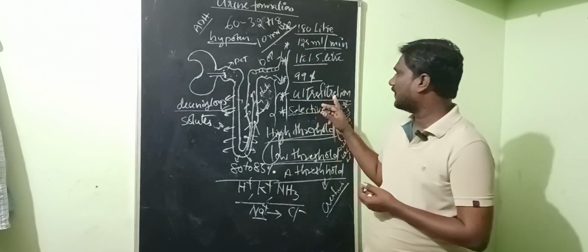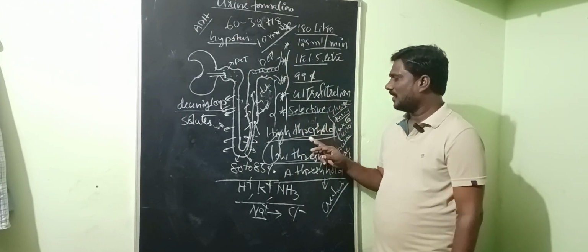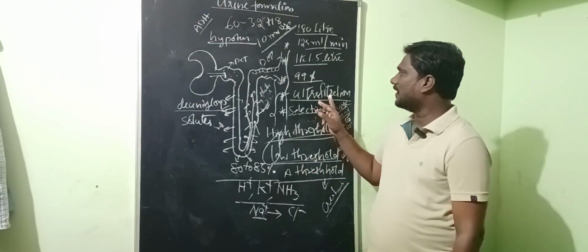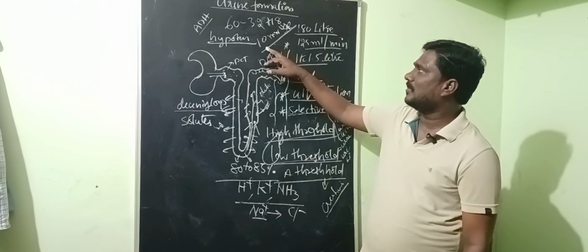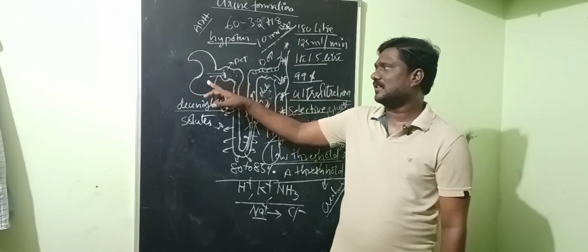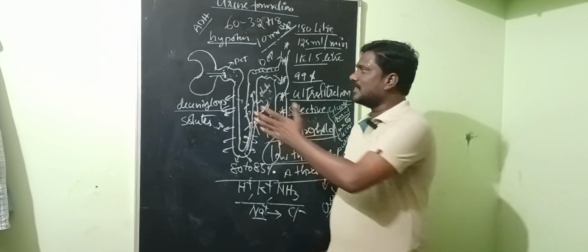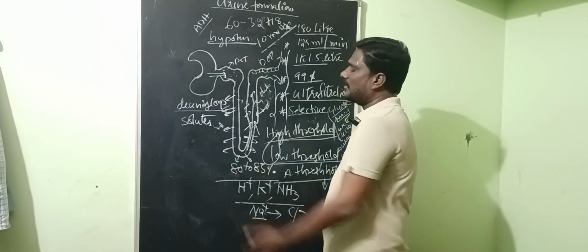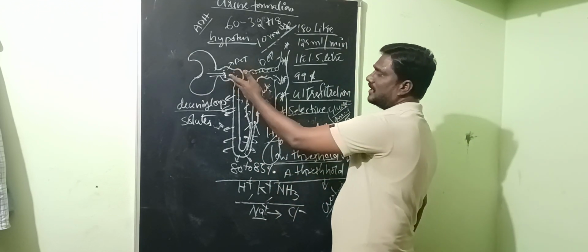This urine formation process has three stages. One is ultrafiltration or glomerular filtration. Next is selective reabsorption. Next is active secretion. First, ultrafiltration: a net pressure of 10 millimeters of mercury causes the filtrate. After filtration, the primary urine reaches the PCT. In the PCT area, a maximum of 80 to 85% of the filtrate is reabsorbed here.